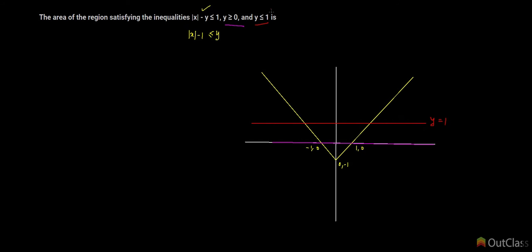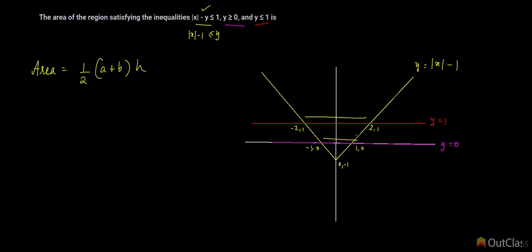So y is equal to 1, y is equal to 0, and y is equal to mod x minus 1. Bounded by these three regions, we have this area in between, which is a trapezium. So the required area is half into a plus b into h. You will see that this point is (2, 1), this point is (-2, 1). So the parallel sides are 4 and 2, and the height, the distance between the parallel sides, is 1 unit.